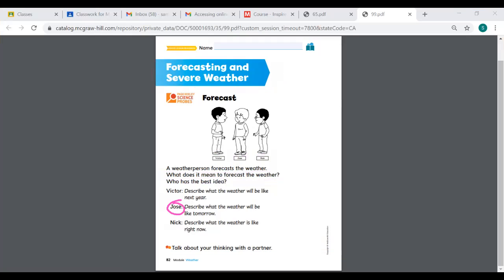Jose provides the best answer. They describe what the weather will be like tomorrow. A weather forecast predicts what the weather is going to be like. It can be an hourly forecast, a daily forecast, or a weekly forecast.